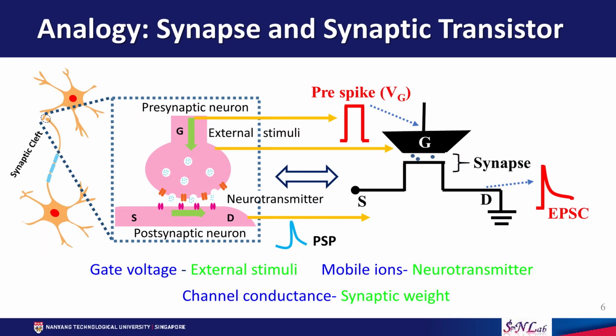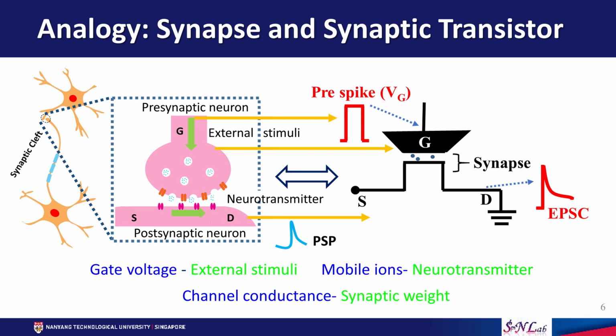A synapse, which is a connection between two neurons: the signal transmission occurs by firing of an external stimulus that results in flow of neurotransmitter, and finally there is a change in synaptic weight. In an analogy, the gate voltage applied in the synaptic transistor is analogous to the external stimulus. The mobile ions in the electrolyte are analogous to the neurotransmitter. And finally, the channel conductance is analogous to the synaptic weight.